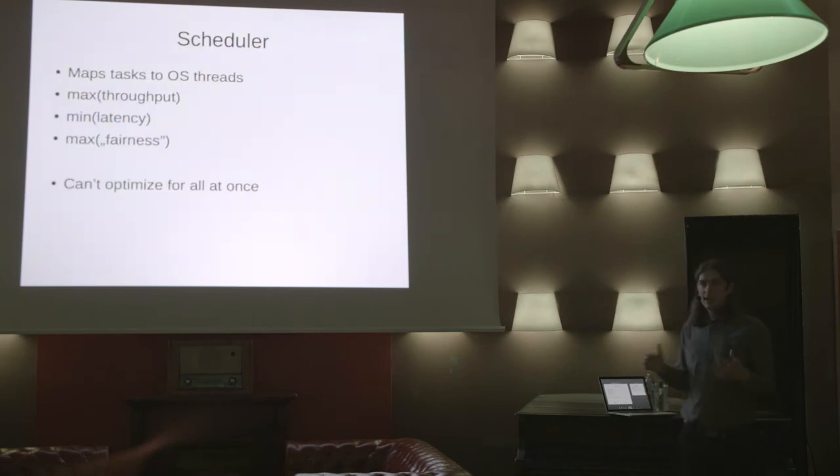Okay, so what is a scheduler? Usually, we have many more actors than we have CPUs or OS threads. So we need an abstraction that maps those actors to those CPUs. And it should have at least three qualities. It should maximize throughput. If we have some work to do, we want it to complete as fast as possible. We should minimize latency. So when we submit new work, we should get the answer as fast as we can. And those two actually can be mutually exclusive, which isn't a very well-known fact. We also should maximize fairness, so we shouldn't starve any tasks. And we can't optimize for all at once, unfortunately.